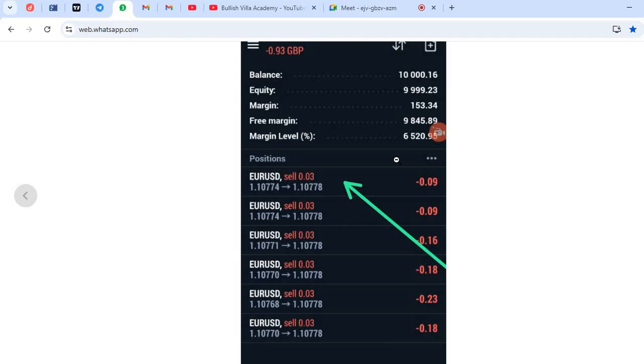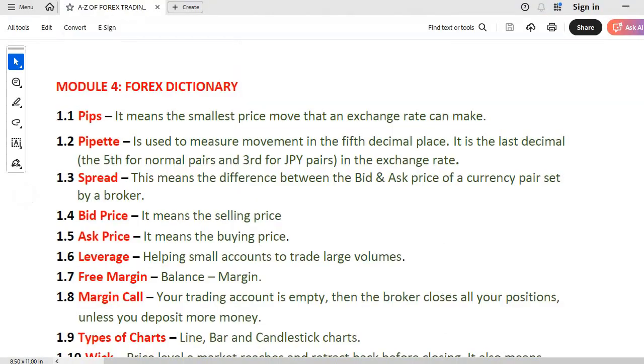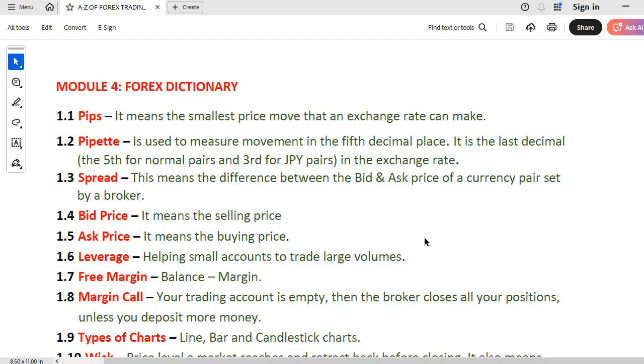The advantage is that you are using the small money that you put in as capital to make more money. That is if the market goes your way. But what if it doesn't go your way? That means you will lose more money. Do we understand? Yes. So that's just the simple meaning of leverage.